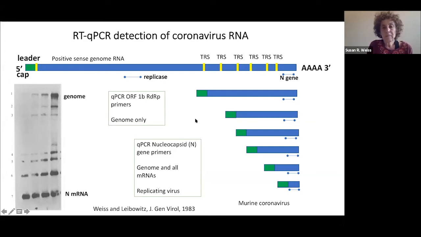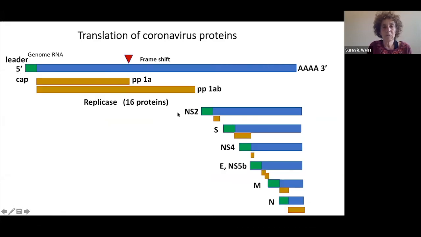Okay, so now let's talk a little bit about coronavirus proteins. So here again is the genome. We have all these RNAs that I talked about before, and each one is translated from its 5' end into usually one protein. Occasionally 2 proteins are synthesized from overlapping open reading frames, shown here.